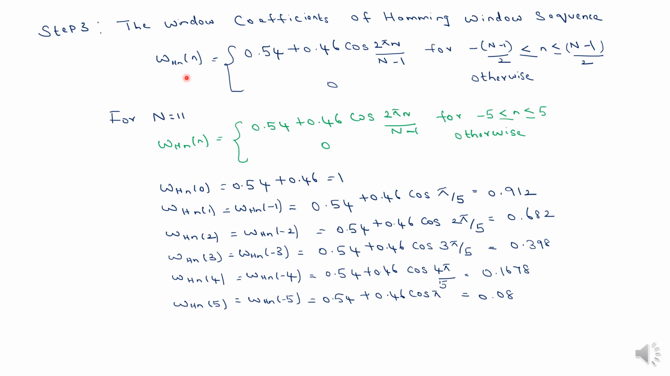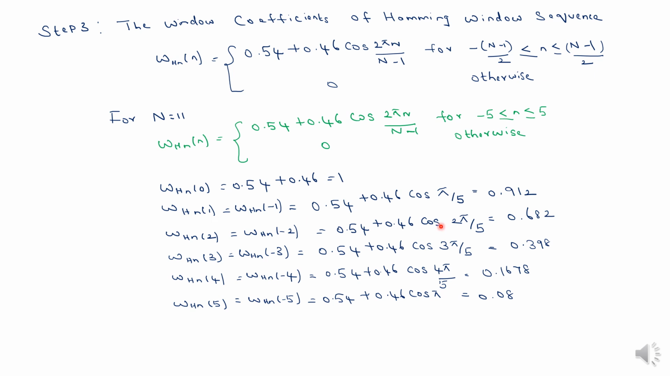In this question, they have asked us to solve for the Hamming window. We know that the window sequence that we obtain for the Hamming window is w_Hn of n, and it is given mathematically by 0.54 plus 0.46 into cos 2 pi n by (N minus 1) for n ranging from minus (N minus 1) by 2 to plus (N minus 1) by 2, and it is 0 otherwise. Since we have 11 samples, the value of n will range from minus 5 to plus 5. Substituting the values of n equal to 0 to 5, we can arrive at the values of the window sequence here. So w_Hn of 0 was found to be 1.